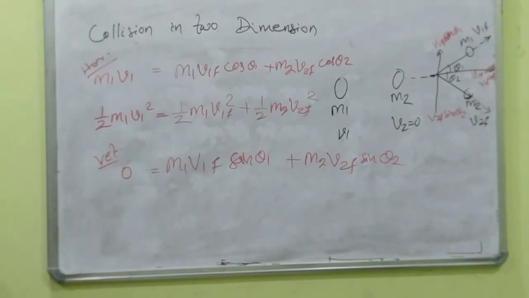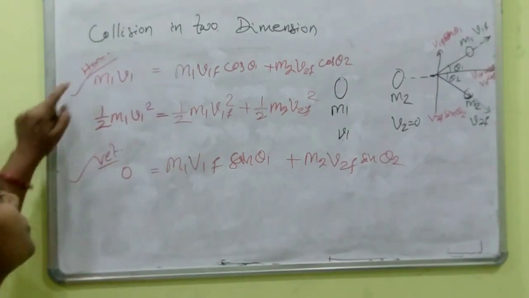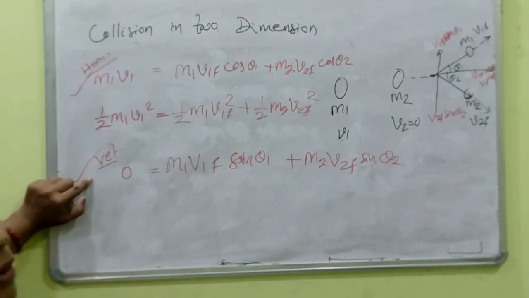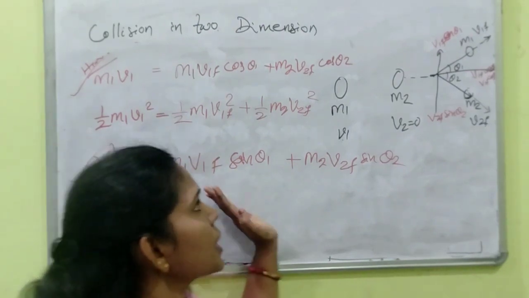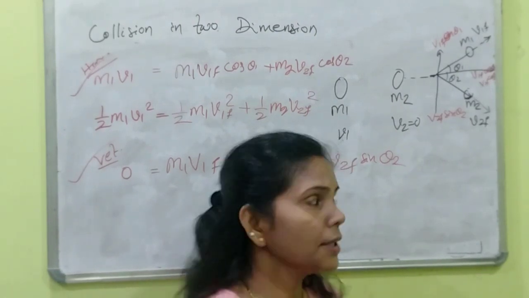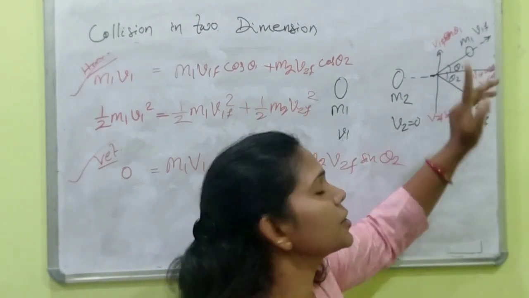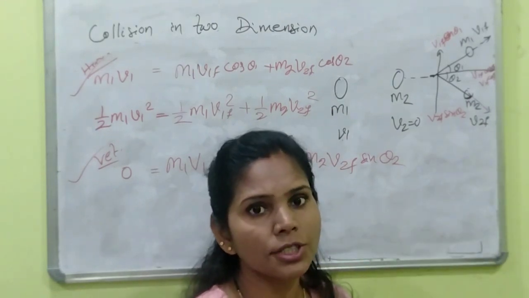So these are the equations in two dimensions. For momentum, you will get both horizontal and vertical components. So in two dimensions, you have to separate it like this. That means it has two components, both horizontal and vertical, right? And if we put theta 1 and theta 2 both equal to 0, then it is your one dimensional analysis.